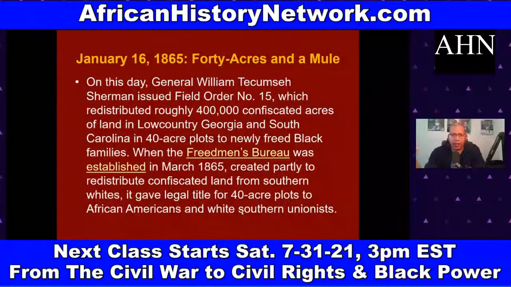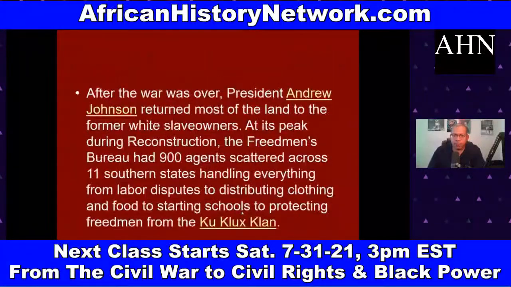So we talk about General William T. Sherman, January 16th, 1865, issuing Special Field Order number 15, which redistributed roughly 40,000 confiscated acres of land. It's going to be coastal land in Georgia, South Carolina, and Florida. The mule is going to be added months later, and it's going to be loaned. Originally, it was just 40 acres, and there was no talk about a mule.